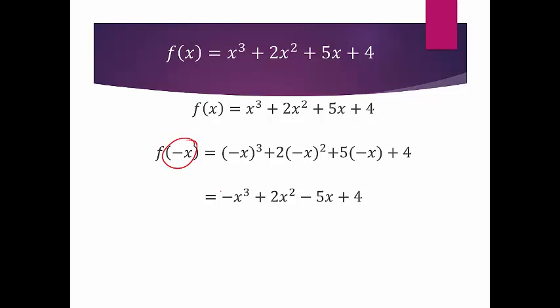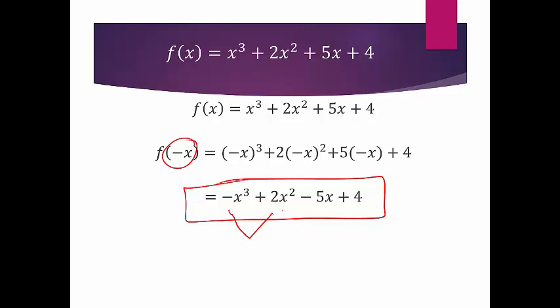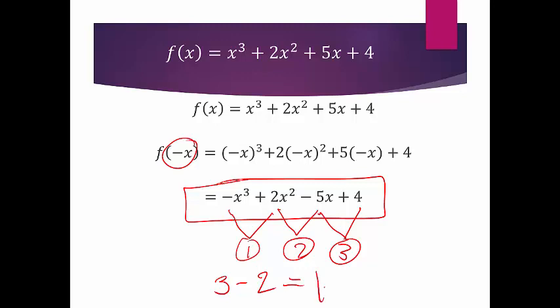So that's going to give us negative x cubed plus 2x squared minus 5x plus 4. Now we look at sign changes. We go from a negative to a positive, positive to a negative to a positive. So that means we have 3 negative real zeros, or we do the number of sign changes minus a positive even number. So we do 3 minus 2, which would equal 1. So there are 3 negative real zeros, or there is 1 negative real zero.